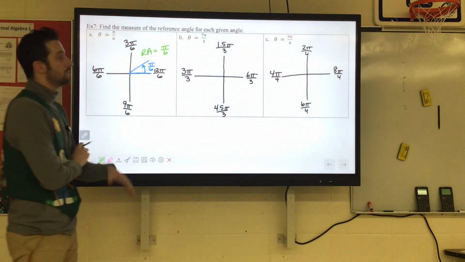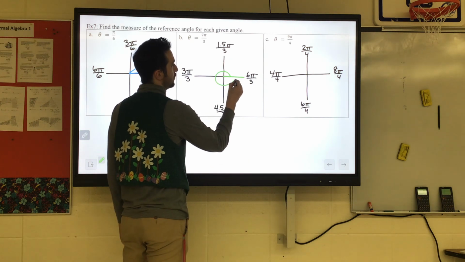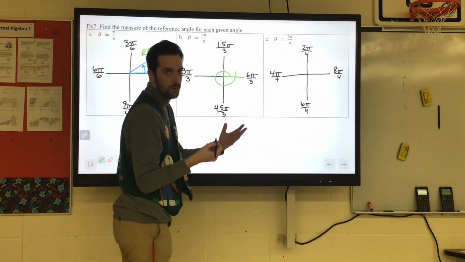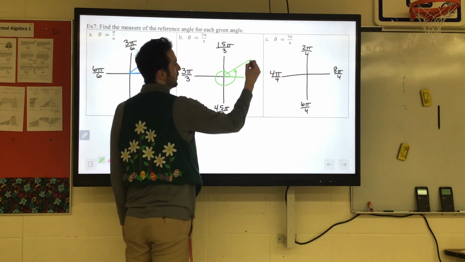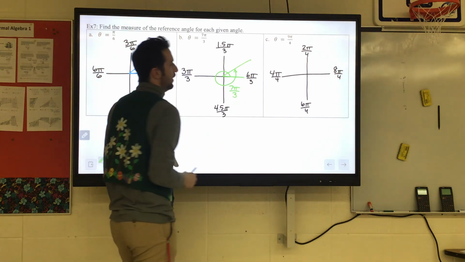That's more than one full rotation. So we're going to have to go past 6 pi. How much further? We're going to 7 pi over 3, and we've gone to 6 pi. So we need to go one more pi. This would be our 7 pi over 3.